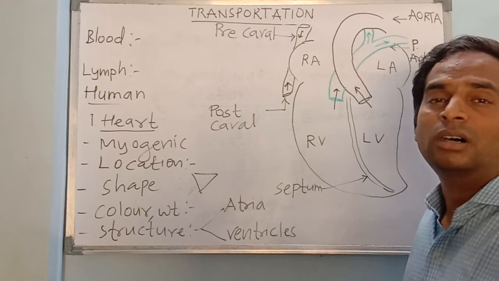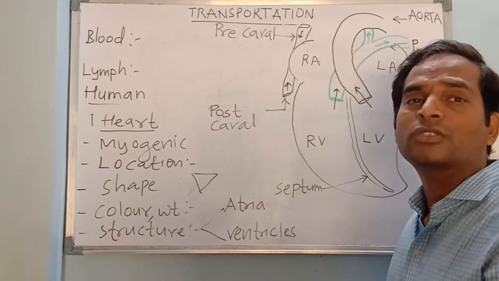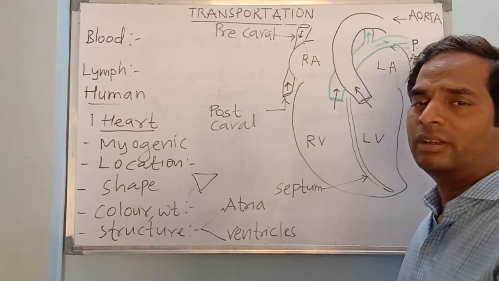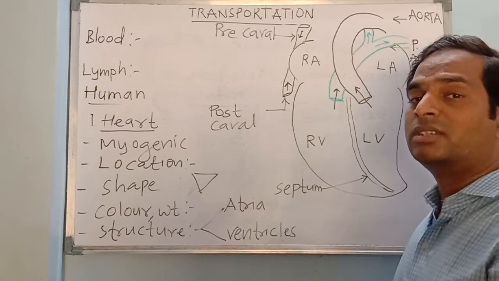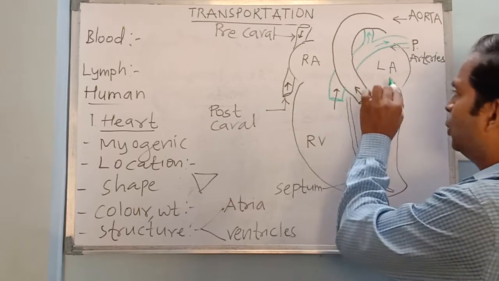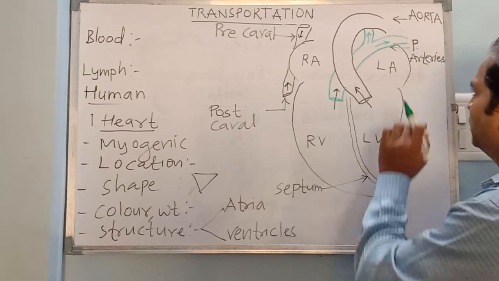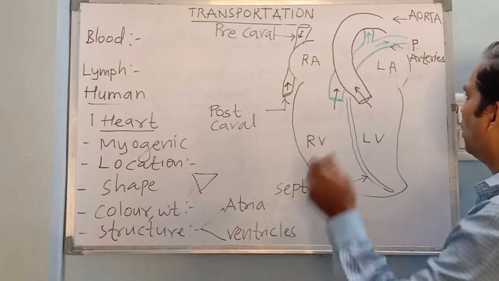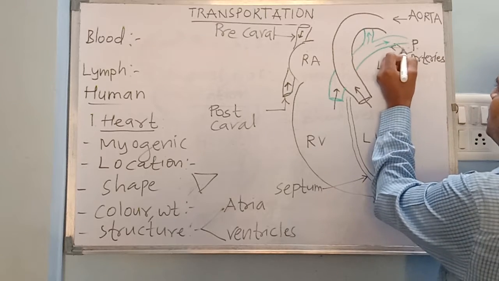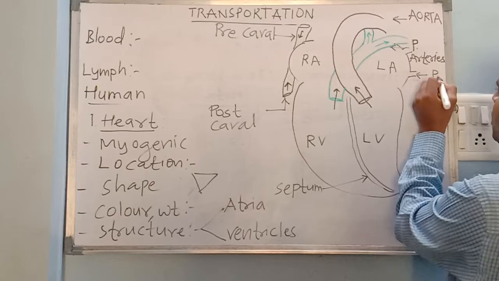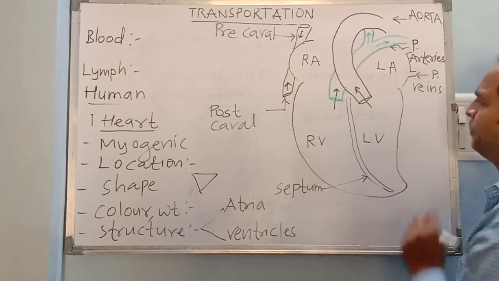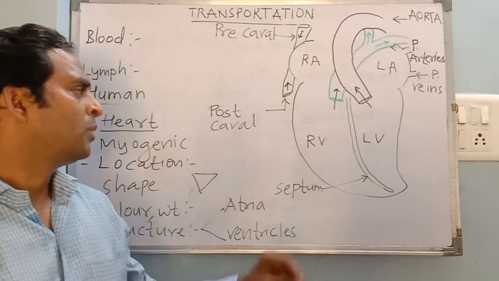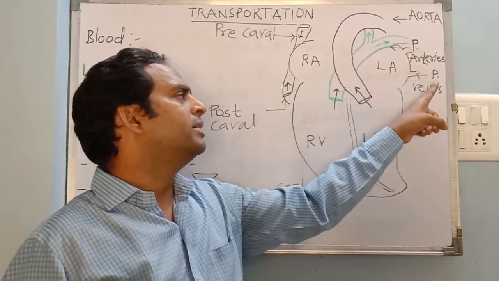Whenever we come across the word pulmonary, that will be associated with lungs. So this takes blood to the lungs, where it will get purified, oxygenated, and then it will come back to the left atrium, and it will open here inside the left atrium through pulmonary veins. Remember this name now, pulmonary veins. So these are the only openings which are there in the heart that you can remember.